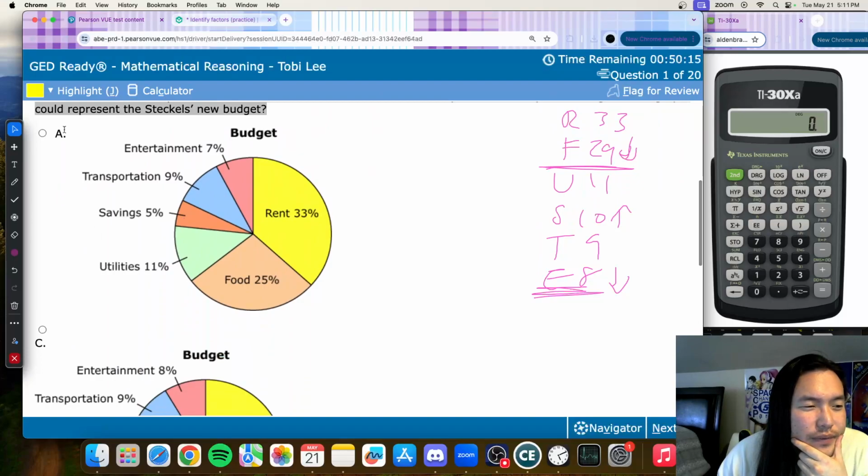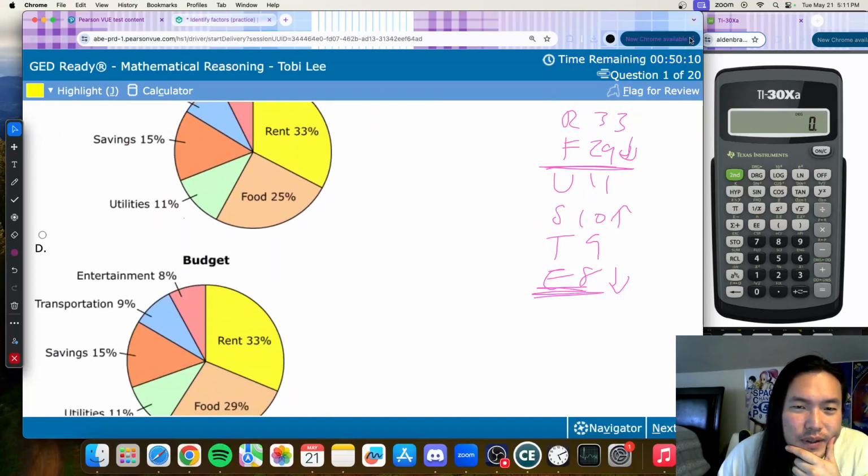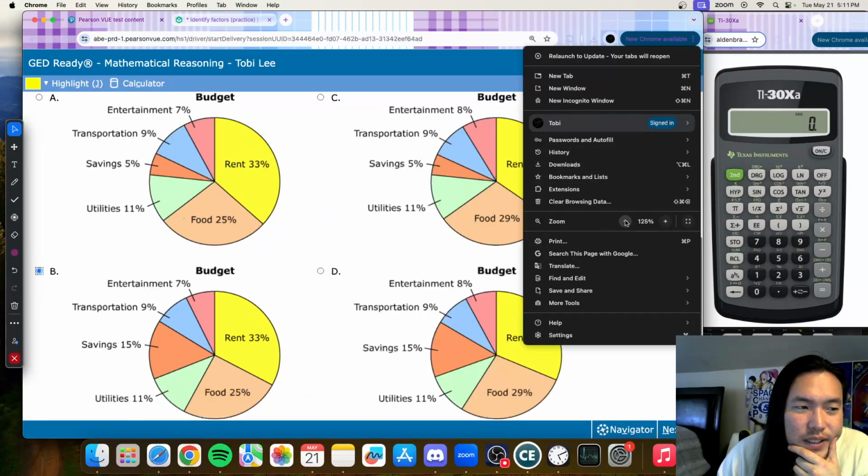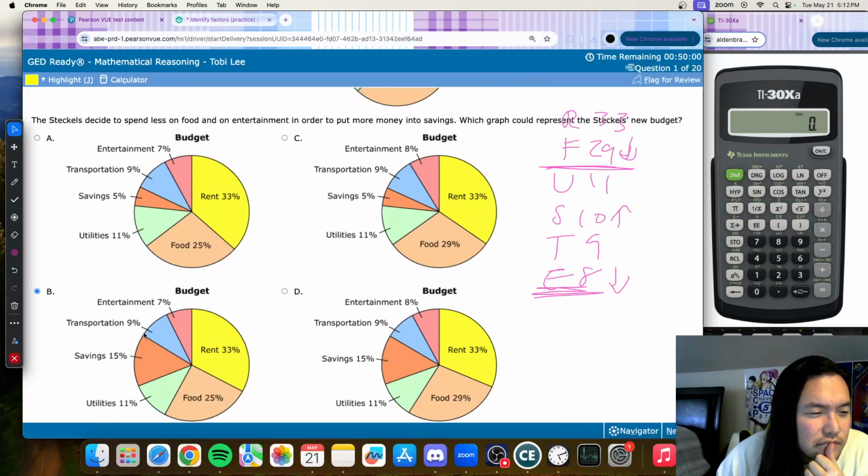That's weird. So we have A, C, B, D. Why is that? That's okay. It's because we're zoomed in too much. Okay. And then for choice D, food and entertainment did not go down.